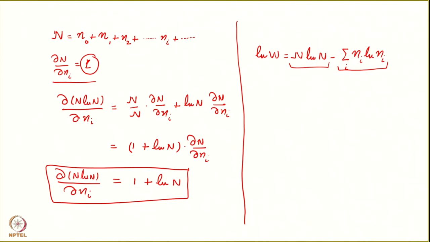So I am interested in now del by del Ni. I want to take the derivative of this summation. Instead of Ni, let me use j. Why I am using j is so that we don't confuse j with i. We are taking the derivative with respect to i, so let me use j as a general term. So this is equal to what now? This is equal to summation j del by del Ni of Nj log Nj.